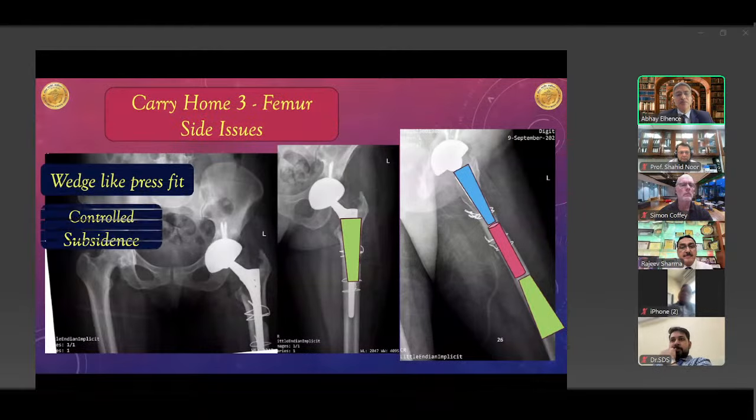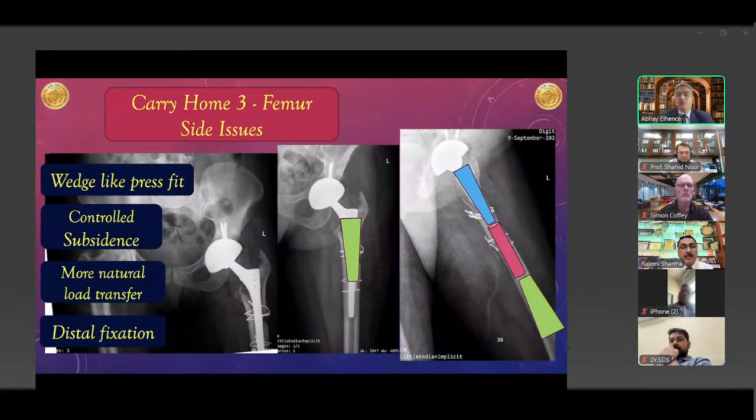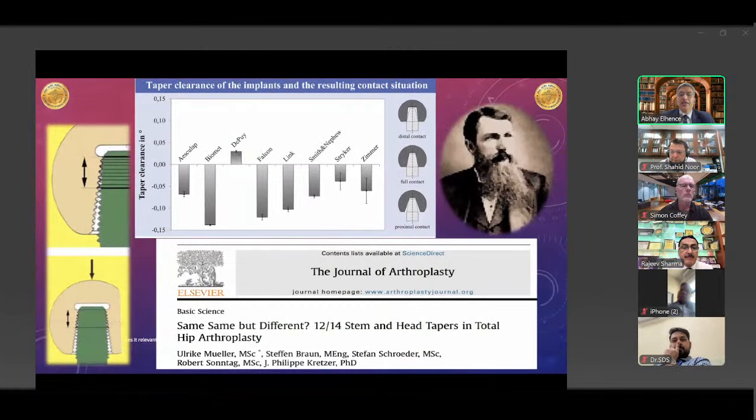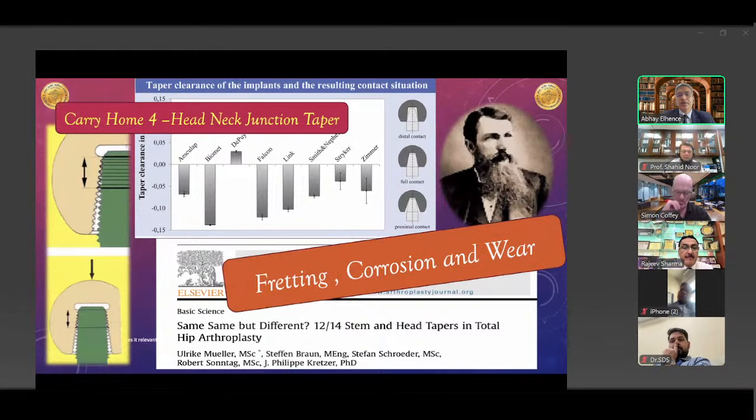And that is very important to identify because we want our stems to provide the wedge-like press fit with controlled subsidence, more natural load transfer, and in certain situations, distal fixation. And it is also important to remember and understand the head-neck junction and the cone and a cone fixation. We need to understand that all 12-14 tapers are not similar, and that we will need to prevent fretting, corrosion, and wear in our stems. Thank you for your time.